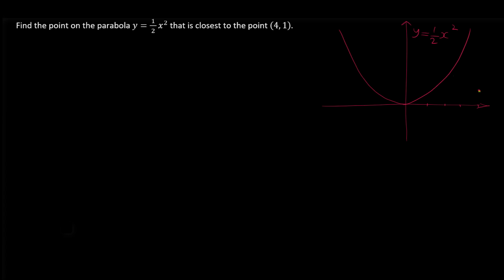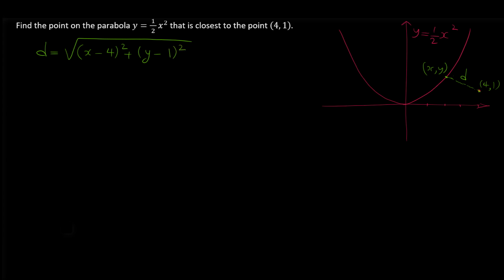The coordinates of this point here are (4, 1). But we don't know the other point. But we know that that point lies on this parabola. Because we don't know the coordinates of that point, we consider that point to be (x, y). Now the distance between these 2 points is the square root of (x minus 4) squared plus (y minus 1) squared.